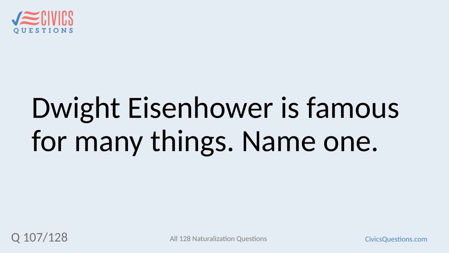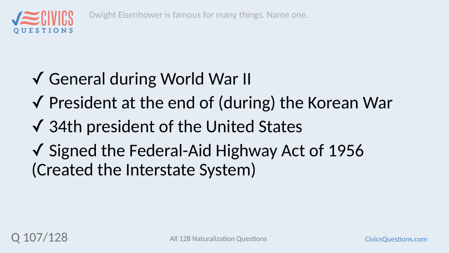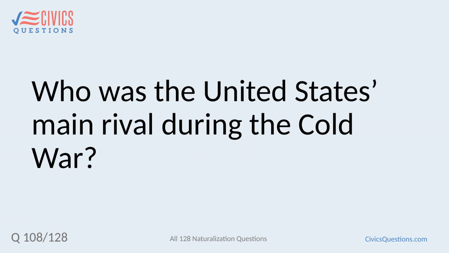Dwight Eisenhower is famous for many things. Name one. General during World War II. President during the Korean War. 34th President of the United States. Signed the Federal Aid Highway Act of 1956. Created the interstate system. Who was the United States' main rival during the Cold War?